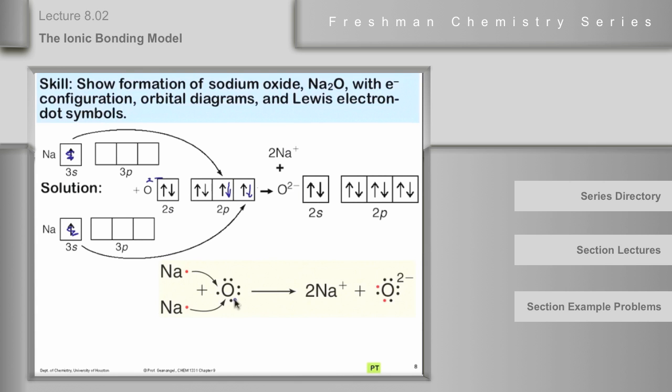If you use the Lewis dot approach, then you've got oxygen with 2 pairs and 2 singles, and 2 sodiums with 1 electron each. They can each contribute 1 electron to the oxygen and make a stable octet configuration for the oxide ion right here. And again, I suggest that that's a lot easier to conceive than trying to do a box diagram or electron configuration case.